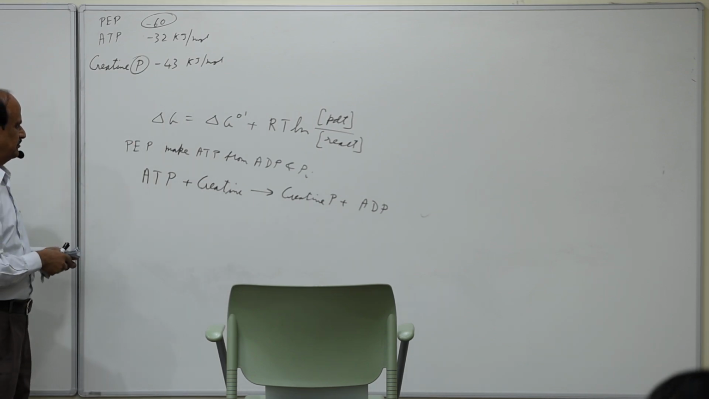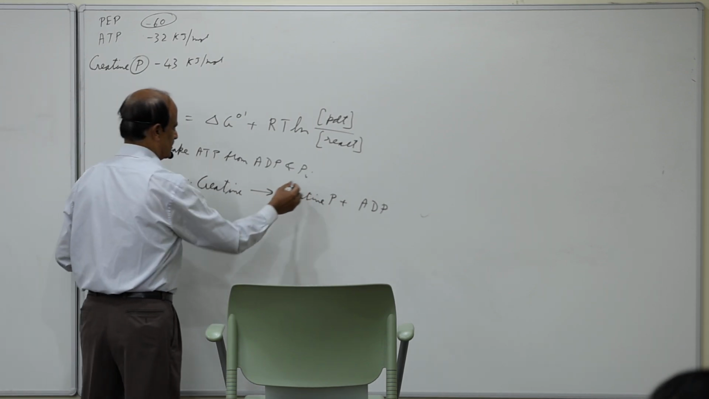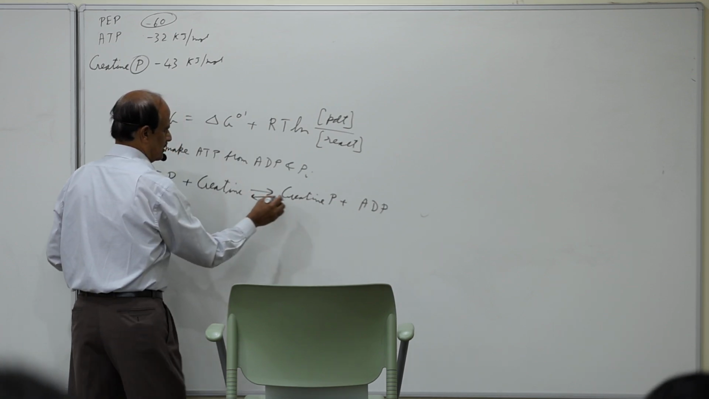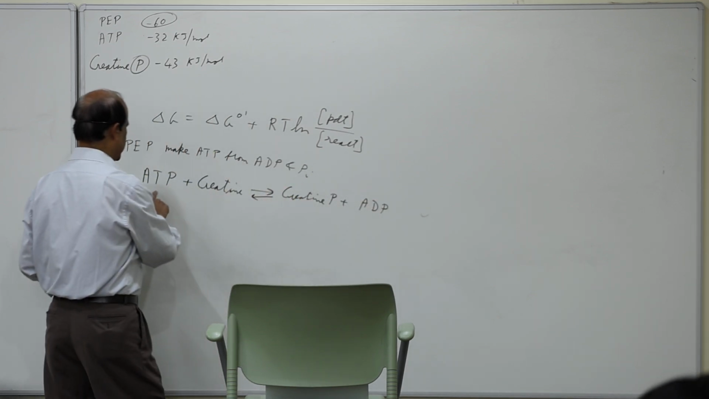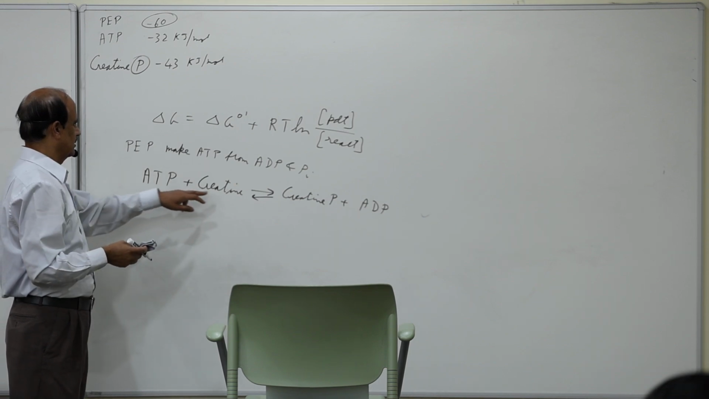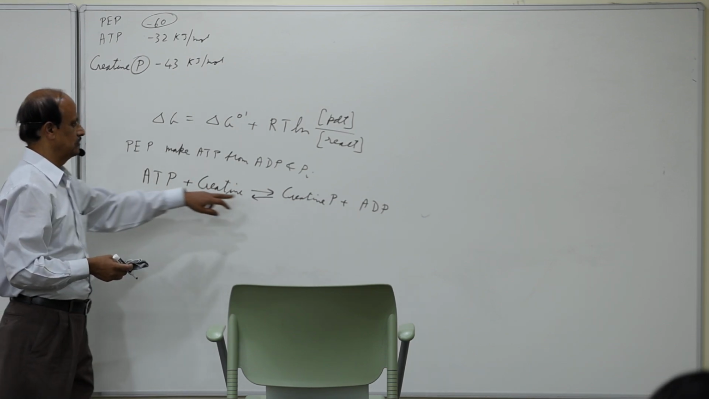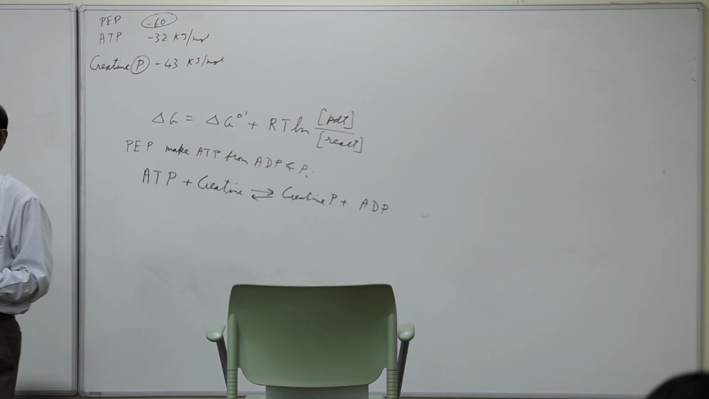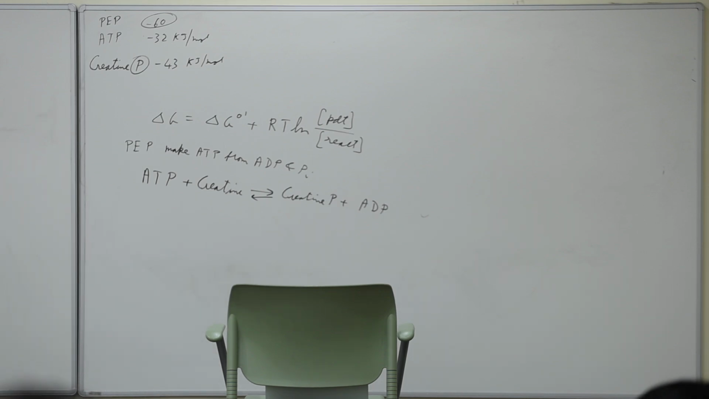So both reactions happen. You can have creatine phosphate transferring its phosphate to ADP to make ATP, or creatine can react with ATP to make ADP. Which direction will the reaction go? That depends on which one is present in more amount.